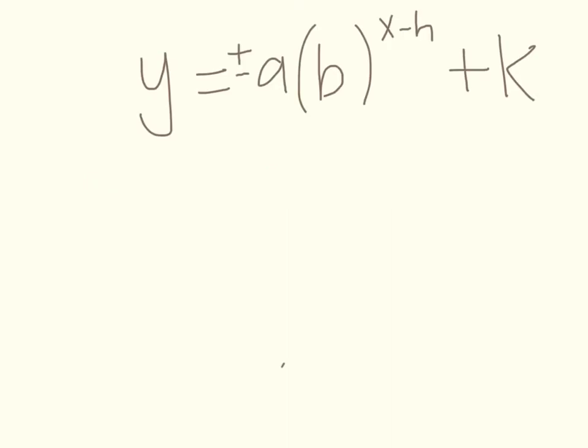Let's take a look at the parent function. We have y is equal to a times b all to the x minus h power plus k. So let's go ahead and define what each of these variables mean.